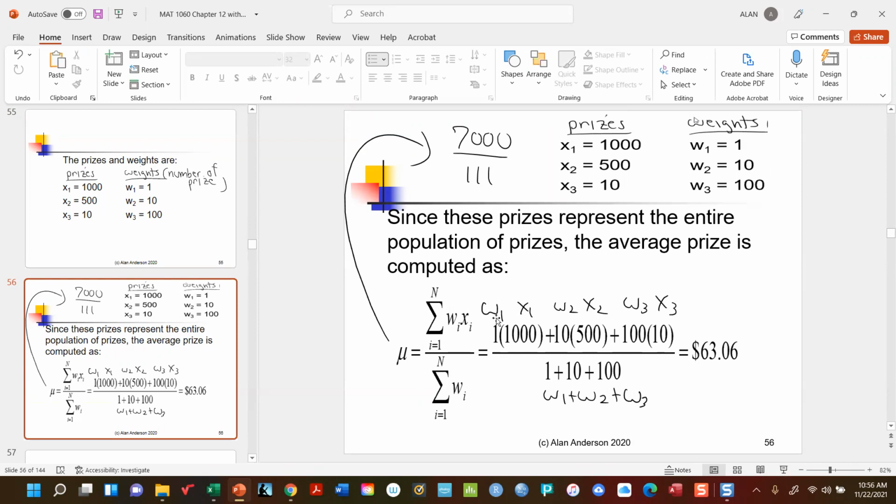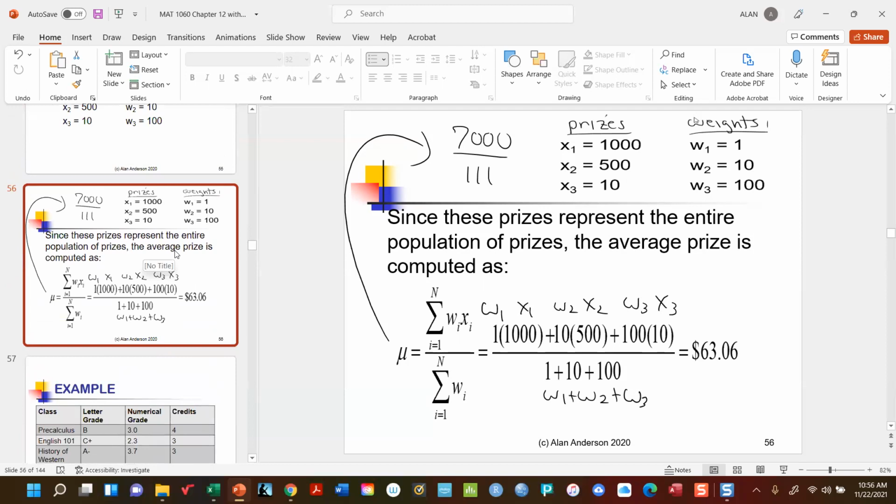We've got in the numerator, each weight times each X: 1 times 1,000 plus 10 times 500 plus 100 times 10. And in the numerator, by the way, that adds up to 7,000. In the denominator, we're just adding up the weights, 1 plus 10 plus 100, which adds up to 111. I've got it up here. So 7,000 over 111 is 6,306. So the average price is 6,306.